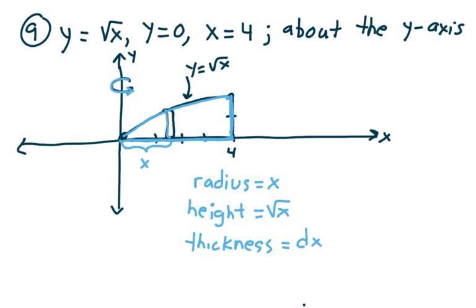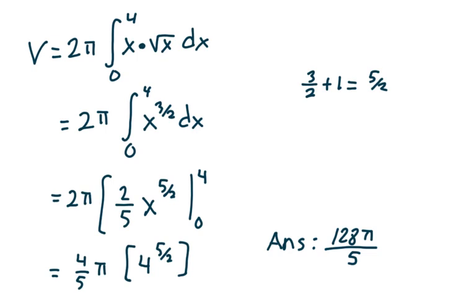And remember, I need to draw a representative rectangle. The radius is x, that's the distance from the origin out to the rectangle. The height is square root of x, because that's the square root of x curve here. The thickness is dx. We're almost done. So the volume is 2 pi times the integral from 0 to 4, and I'm going to take the radius, which is x, times the height, which is square root of x, dx.